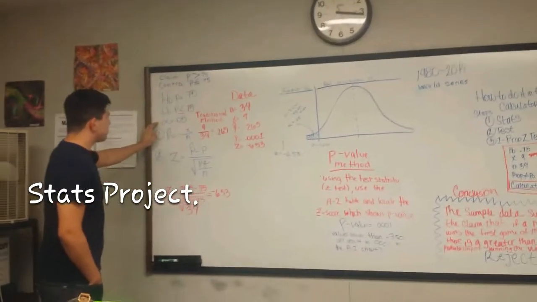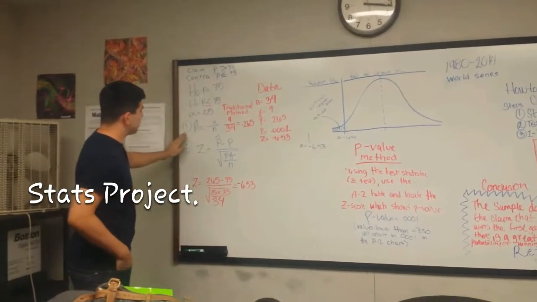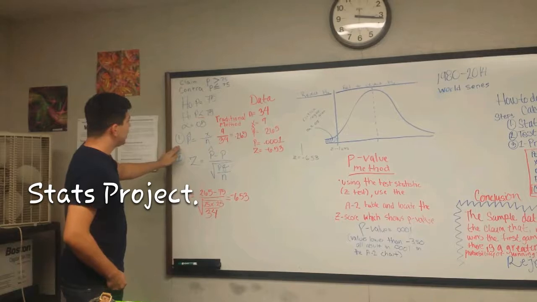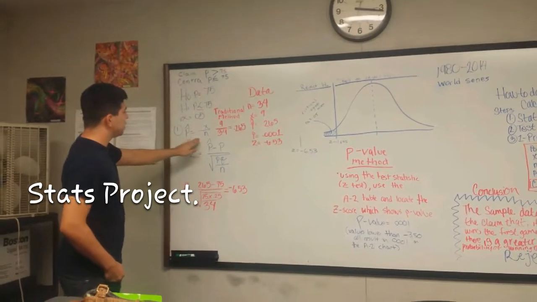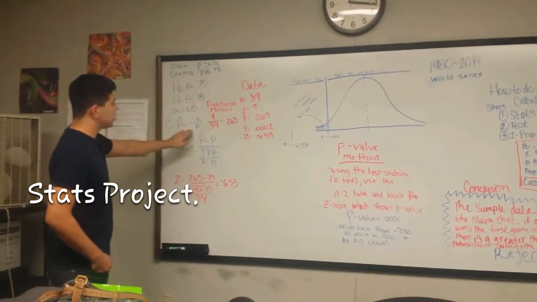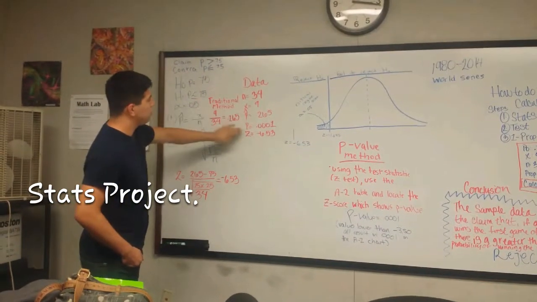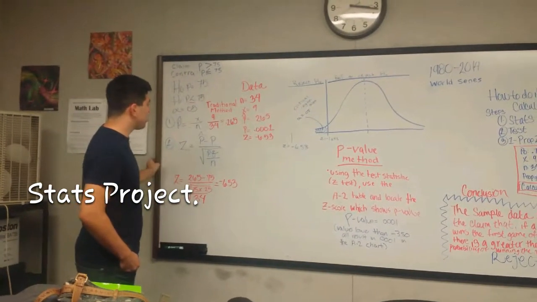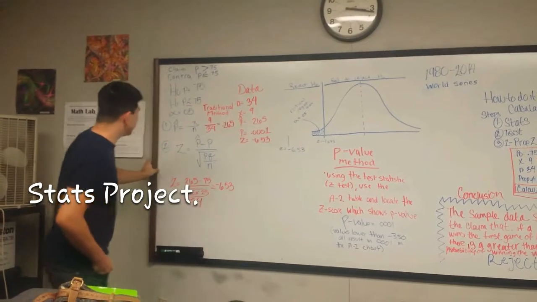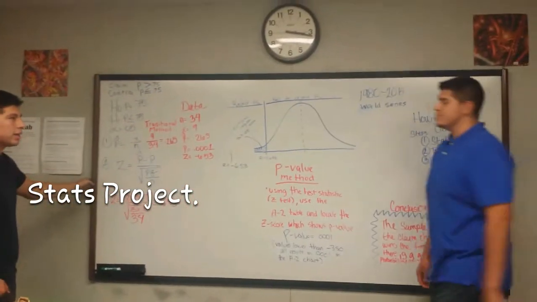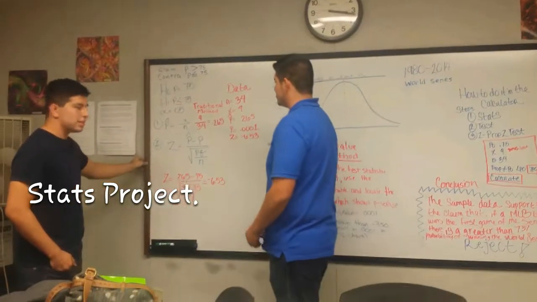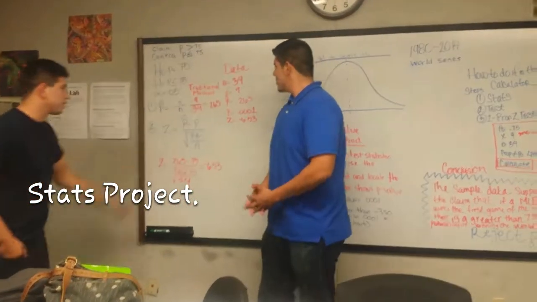Okay, the first step using the traditional method is you have to find p hat, and the way you find p hat is you plug in x over n. And we're going to plug in the 9 over the 34 from the data we got, and we're going to get 0.265. And Joe is going to explain how to get the test statistic, the z-score.